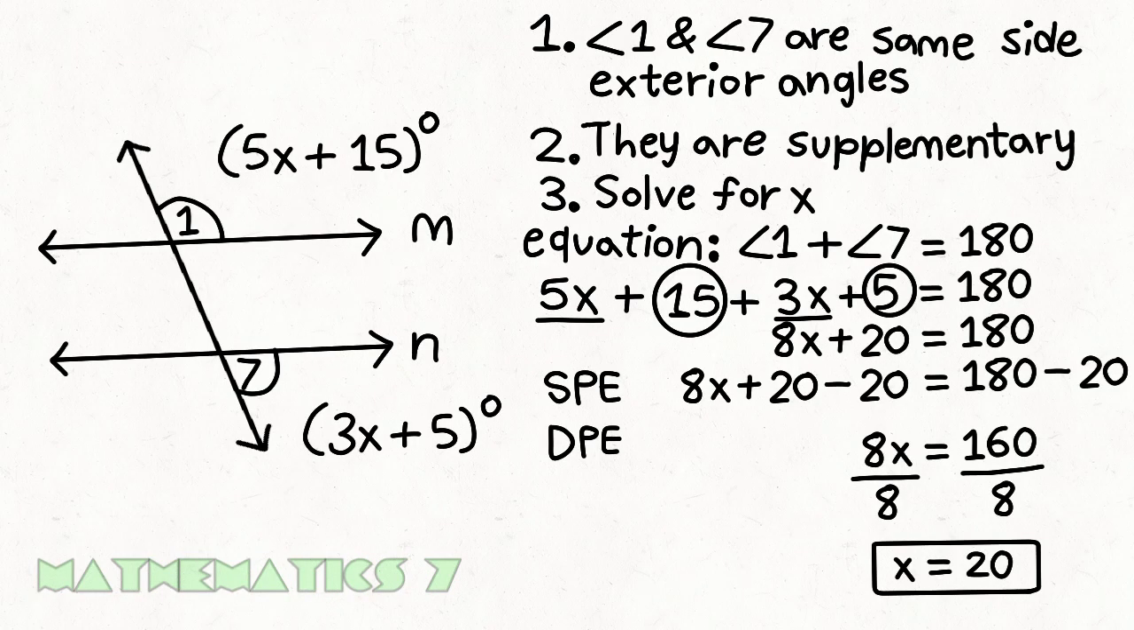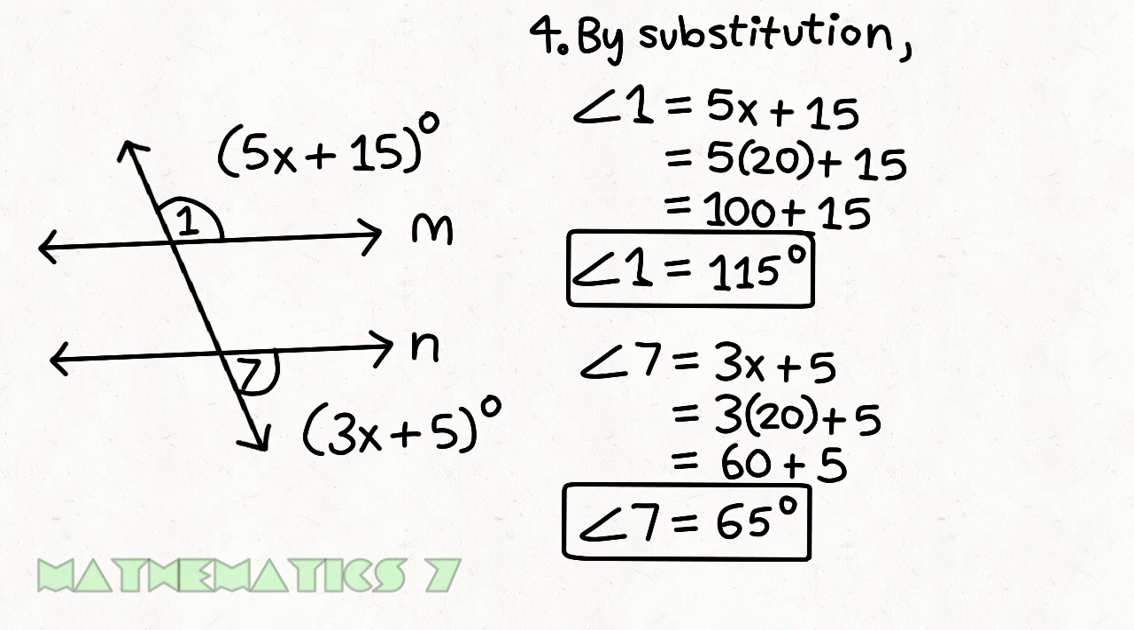Angles 1 and 7 are same side exterior angles. Same side exterior angles are supplementary. Solve for x. Substitute the value of angles 1 and 7. Combine like terms. Solve for the value of angles 1 and 7 by substituting the value of x.